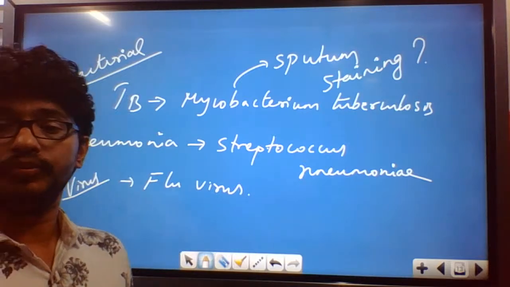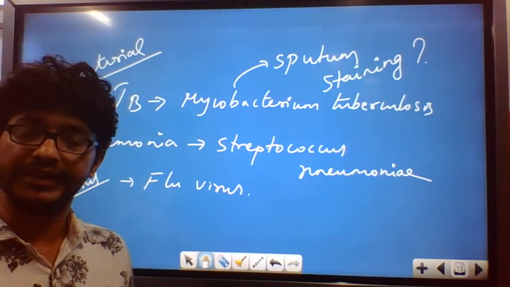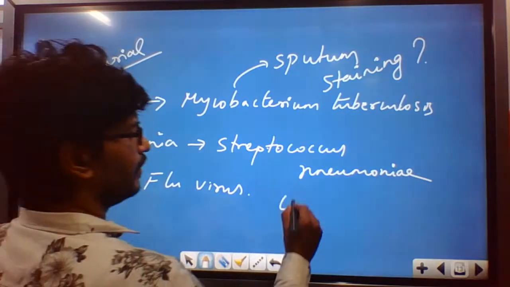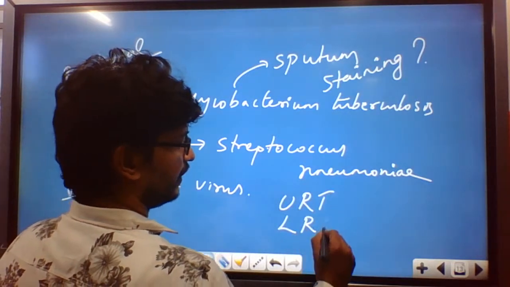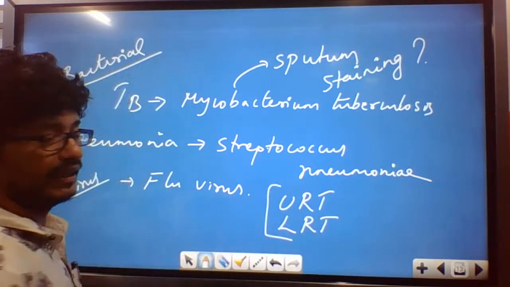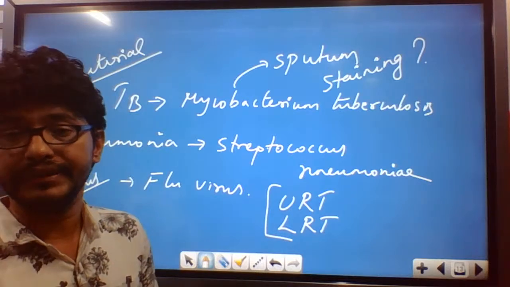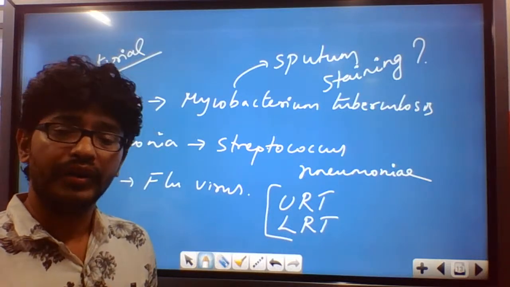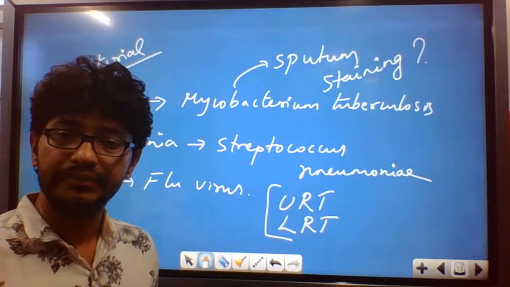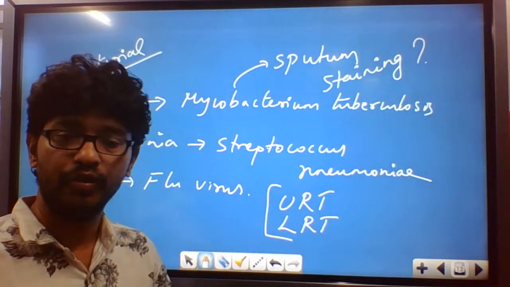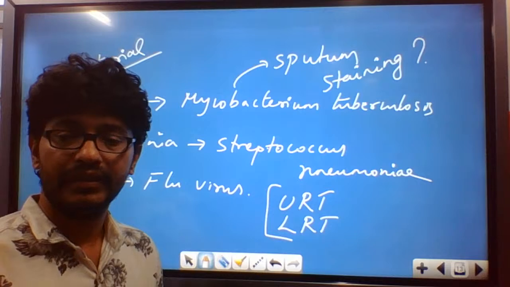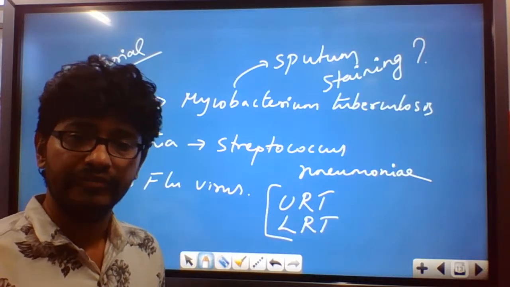Most of the viral groups cause respiratory infections. We have upper respiratory tract infections and lower respiratory tract infections, so we call them URT and LRT. Few organisms have the ability to cause only upper respiratory tract infection, and some go even deeper inside and creep into the alveoli, and this can cause lower respiratory tract infection.